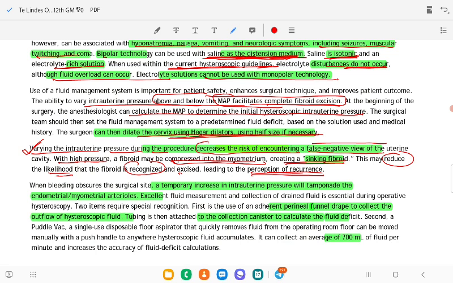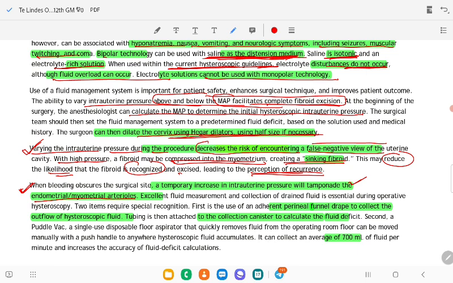Then, when bleeding obscures the surgical site, what measures should you take? If your surgical field is obscured, a temporary measure can be to increase the intermittent pressure, which will act as a tamponade effect on the endometrial and myometrial arterioles.